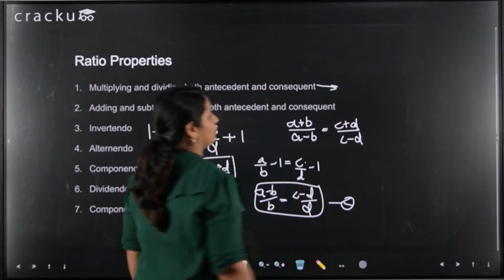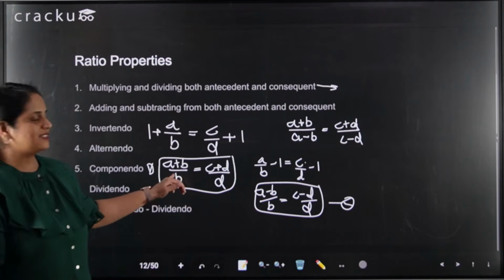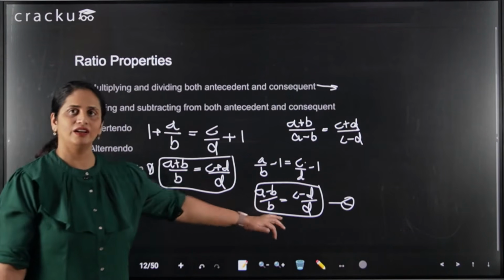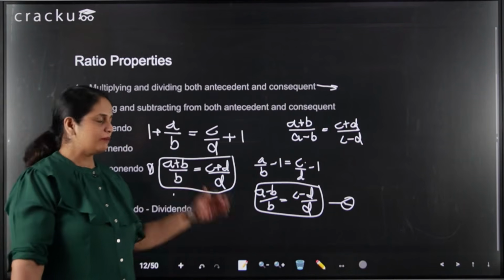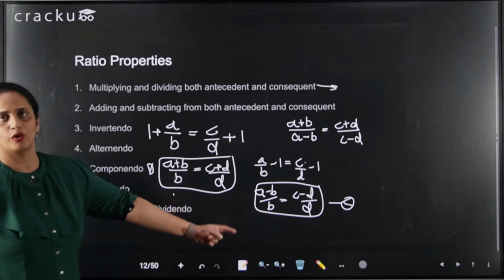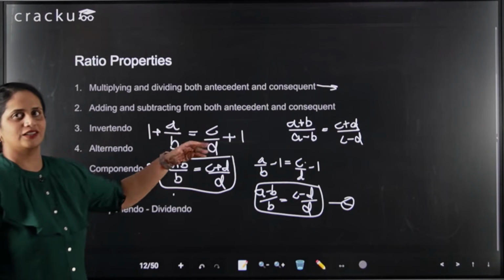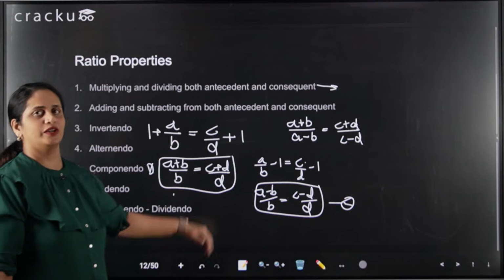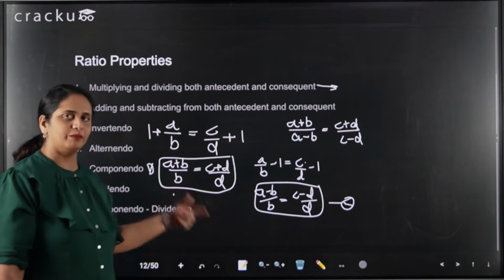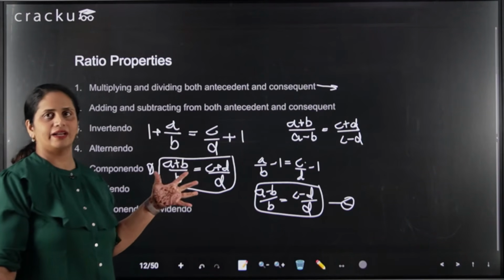What is componendo? What is dividendo? This is basically adding 1. This is subtracting 1. If I divide this equation by this equation, I get componendo dividendo. Remember these basic ratio and proportion or fractions, like interchangeability and these operations, because they can help you quite a bit when you are dealing with algebraic identities.